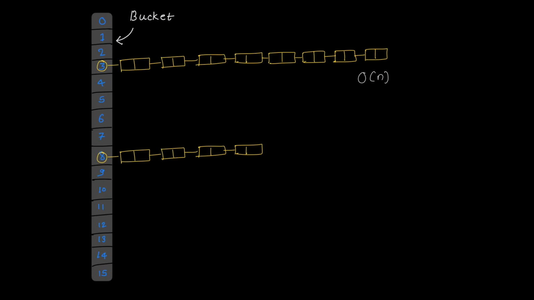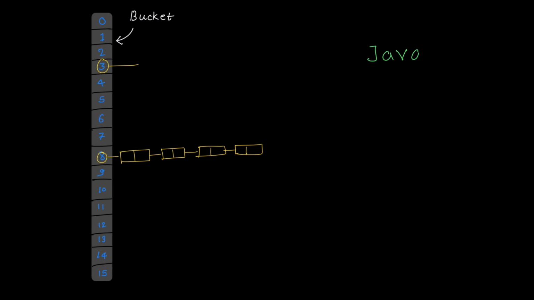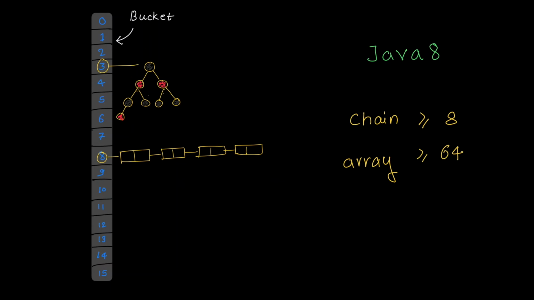Now, to solve this, Java 8 has introduced a new thing. This is only happening since Java 8. Java 8 has added a threshold of value 8, and whenever your list goes beyond that size, it is converted into a tree. So in Java 8, a red black tree is created if your linked list goes beyond the size 8. And this gives us a time complexity much less than O(n).